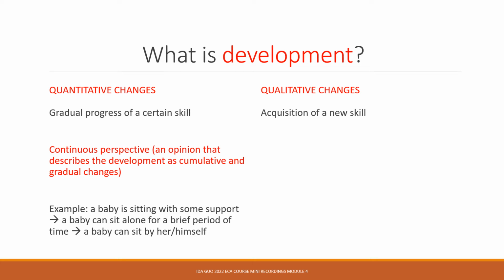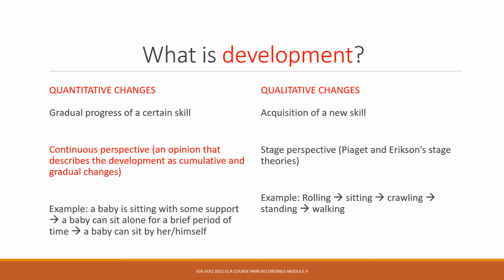Then let's look at the qualitative changes. It's mainly about the acquisition of a new skill, and let's still use gross motor development as our example. So still using our babies, they first learn to roll and then to sit and then to crawl and then to stand and finally they can walk. In the theories, if we take a look at Piaget's cognitive development theory, you'll see that Piaget's theory actually takes the stage perspective rather than the continuous perspective.